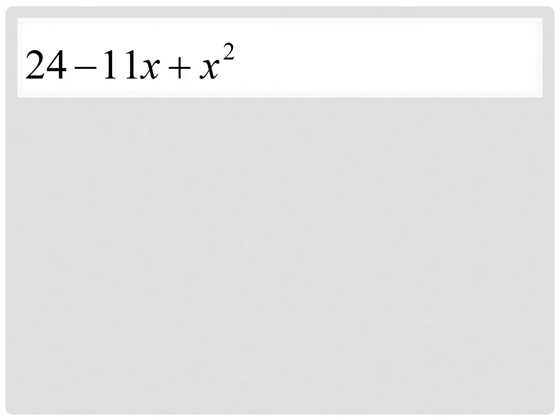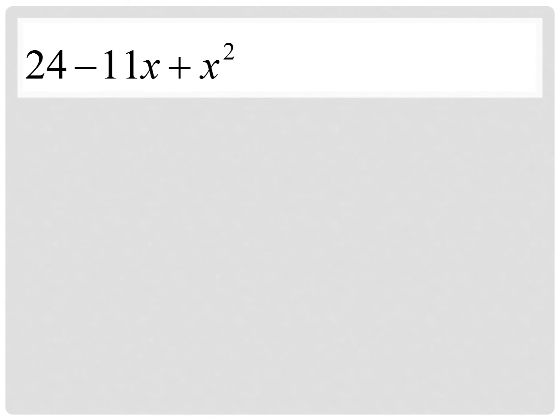Let's look at another example. We're given 24 minus 11x plus x squared. I see that I have a trinomial. There is no greatest common factor that I can pull out of this. It is not a grouping problem because it only has 3 terms. It is not a special product such as difference of perfect squares or perfect cubes, and it's not a binomial square. Therefore, I know it must be simply a trinomial that I need to factor.